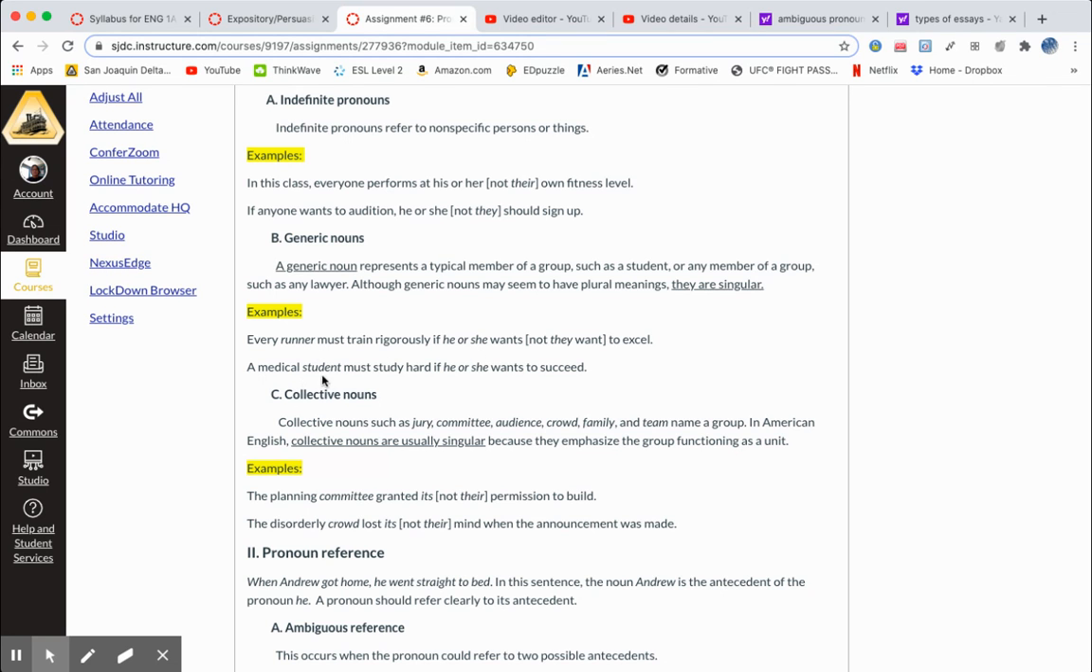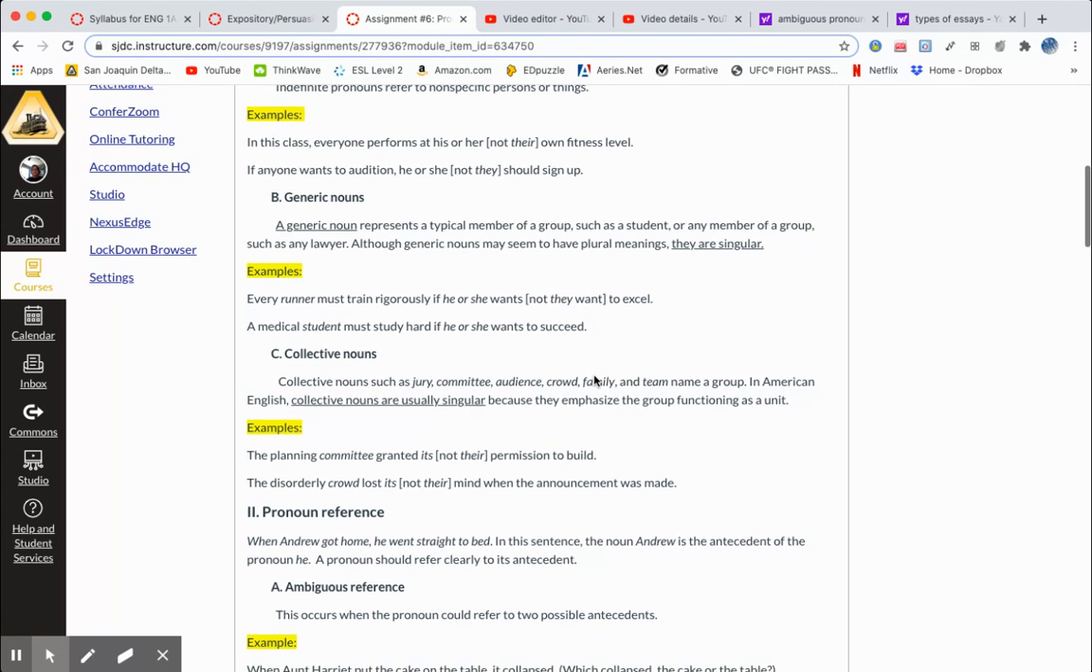Another example, a medical student, again, generic noun, which is the antecedent, it must match its pronoun, he or she. Every medical student must study hard if he or she wants to succeed. So we would not want to write a medical student must study hard if they want to succeed. That would be grammatically incorrect.